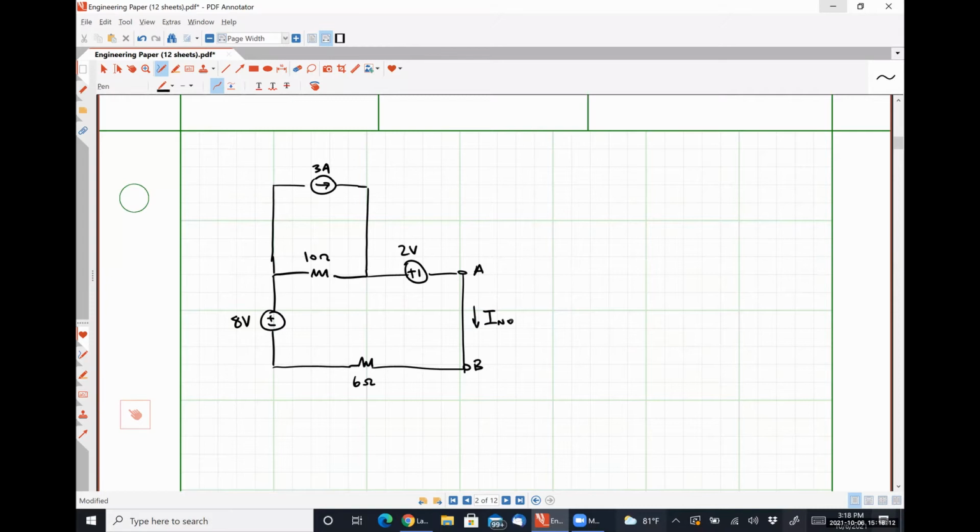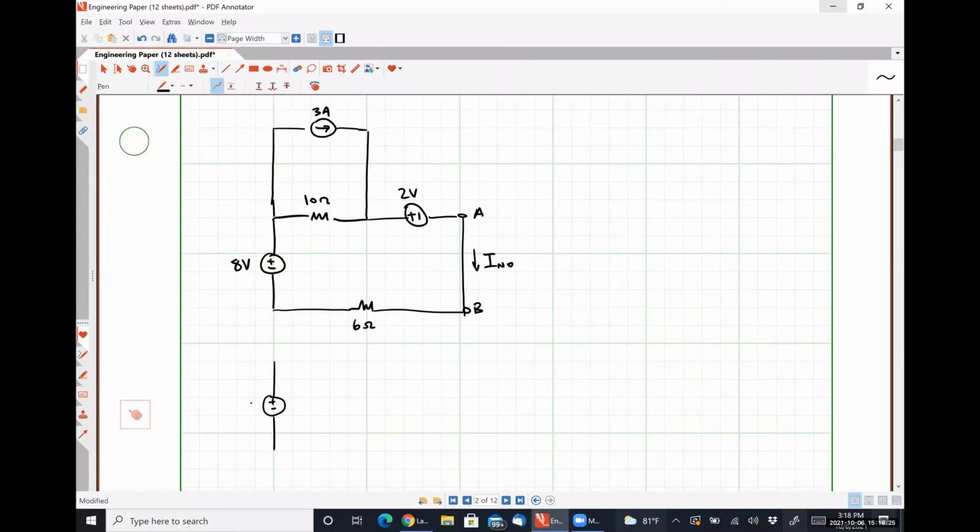That's one way to do it, sure. So if we did the source transformation route, we would have our 8-volt source. We would have our 30-volt source. We would have our 10 ohm resistor. We would have our 2-volt source. Here's our Norton current, I Norton. Here is our 6 ohm resistor.